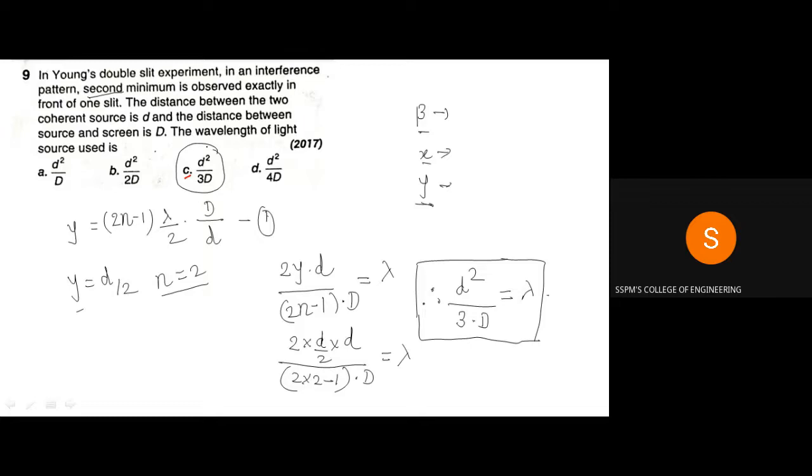Okay. Next, the 10th one. Interference fringes are produced on a screen by using two light sources of intensities I and 9I. The intensity of one is I, the other is 9I. The phase difference between the beams is pi by 2 at point P and pi at point Q on the screen.